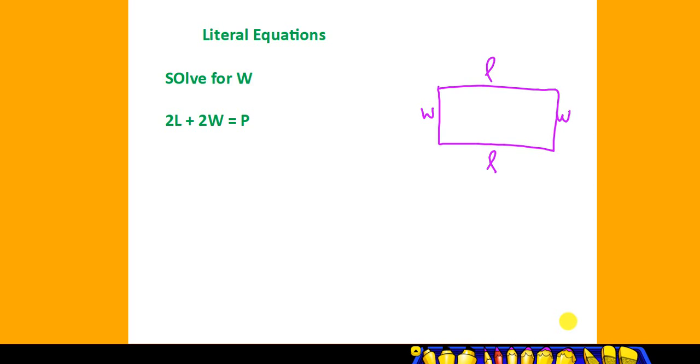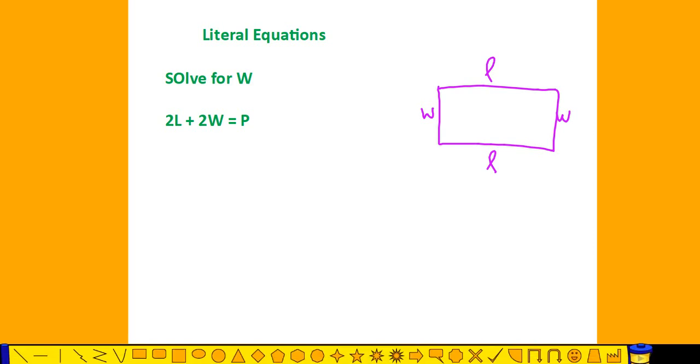All right, so for the first example, we are going to solve for the W. Note that we are going to apply the same concept as when we did the equation. The W, the variable that I want, is on the left side. So you are going to pay attention to the left side.